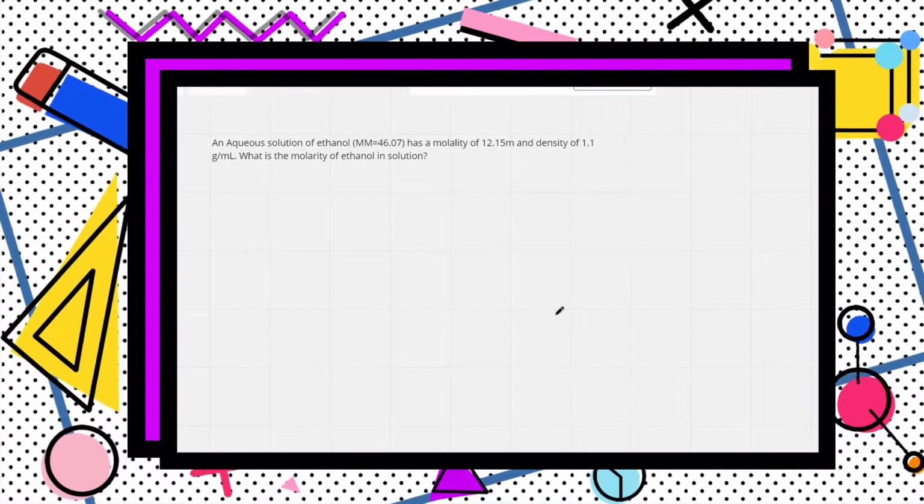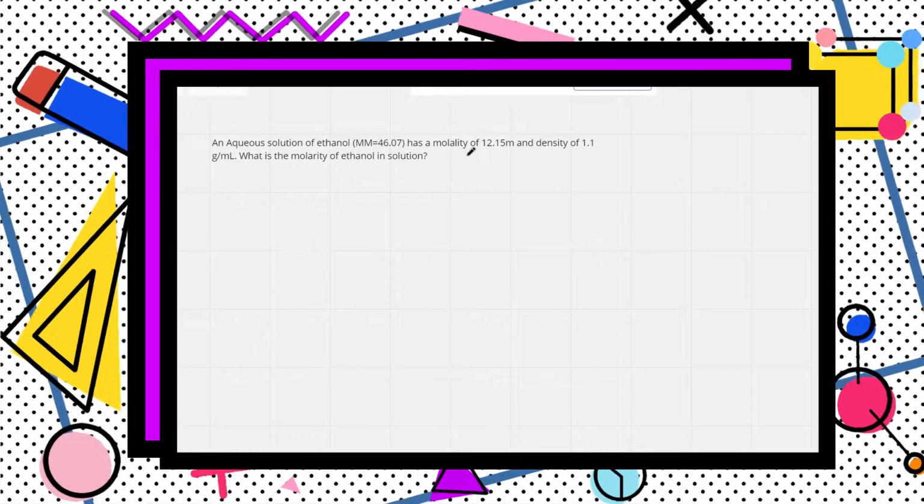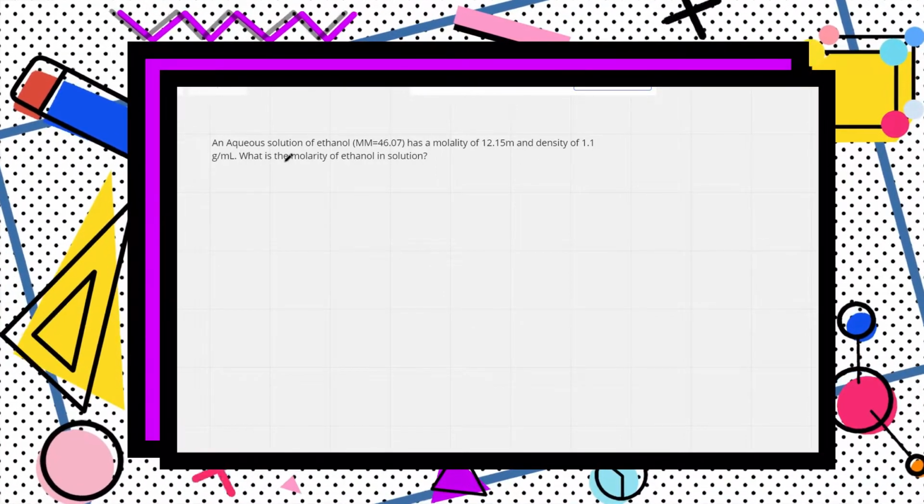All right, so let's look at this last question. An aqueous solution of ethanol, which in this case, pay attention, the molar mass of ethanol is 46.07, has a molality of 12.15, little m molality, and a density of 1.1 grams per milliliter. What's the molarity of ethanol in the solution? So you know the deal. Feel free to pause me. If not, let's get to it.